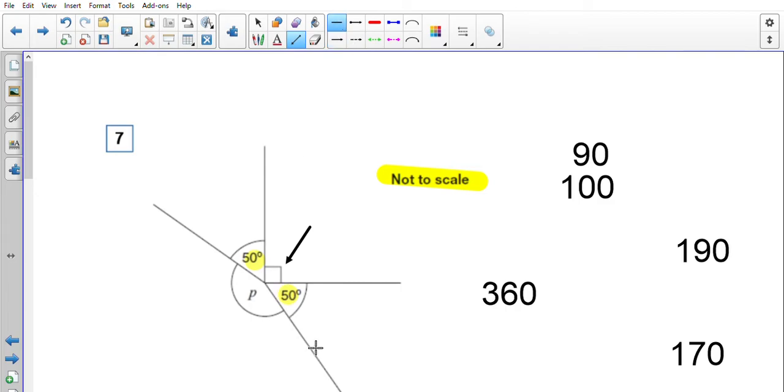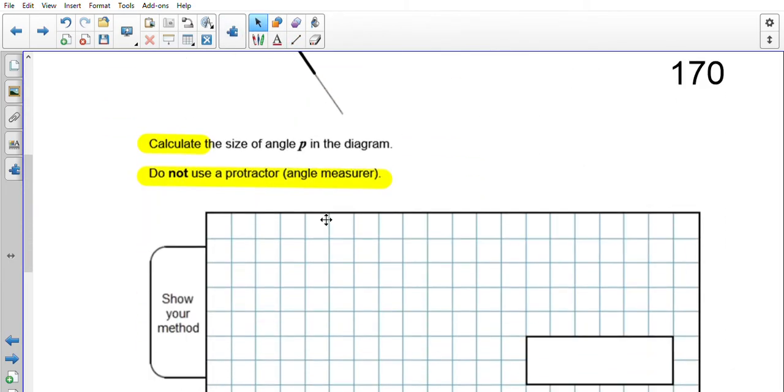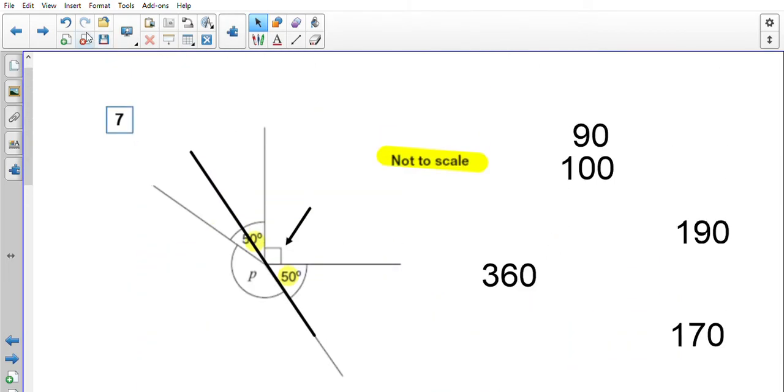Again, common sense check. Let's pop a line on here. My angle P is an obtuse angle. It's greater than 90 degrees, but it's not greater than 180. It's not a reflex, so 170 fits the bill. Okay, straightforward work there with our knowledge of angles around a point, degrees around a point.